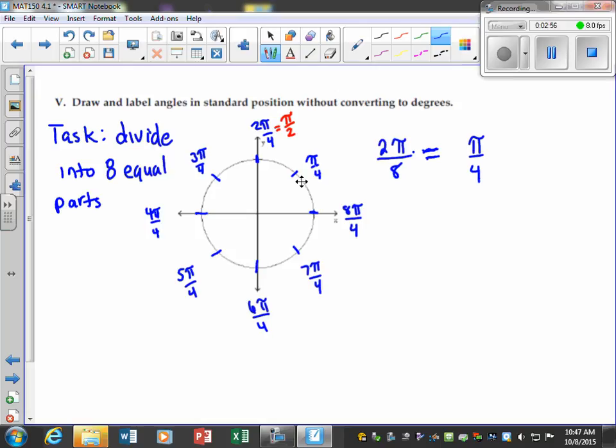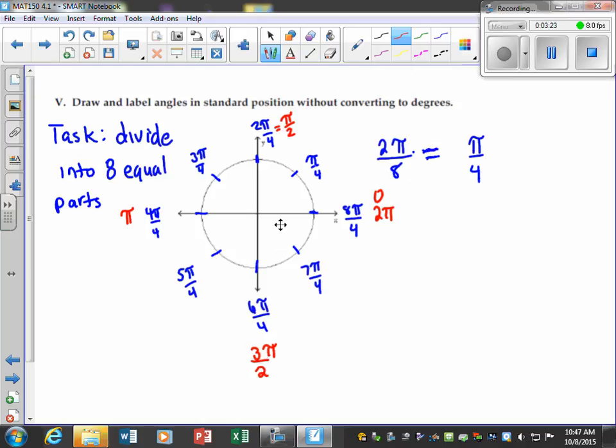Okay, so 3 pi over 4 is fine, but what about 4 pi over 4? It's going to simplify to pi. And then this one is going to be 3 pi over 2, and this one is just going to be 2 pi, or it's equivalent to 0 as well, because we started at 0.